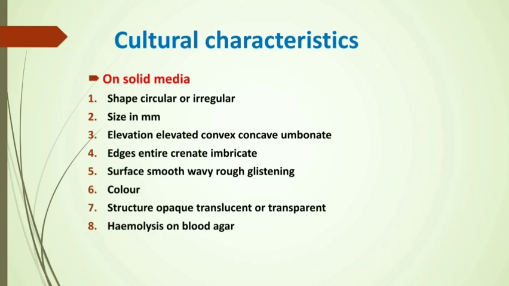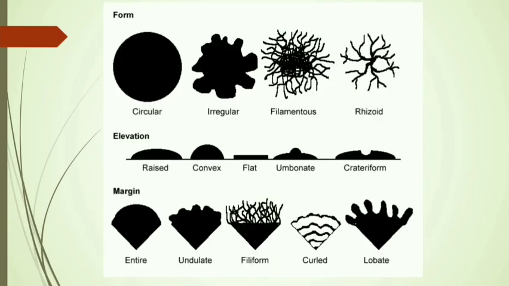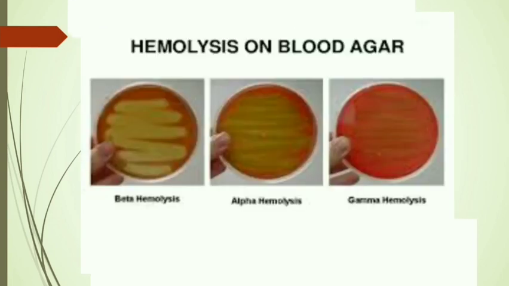Then we see hemolysis on blood agar. This also can differentiate bacteria into alpha hemolysis, beta hemolysis, and gamma hemolysis. Here we can see different types of elevation, margin, and form of a colony in the culture media. This is the hemolysis on blood agar. Beta, that is complete hemolysis. Alpha, that is partial hemolysis, and gamma means no hemolysis of blood agar.